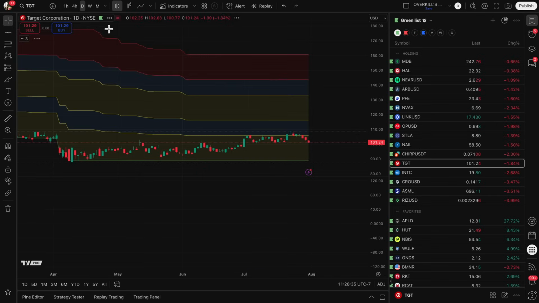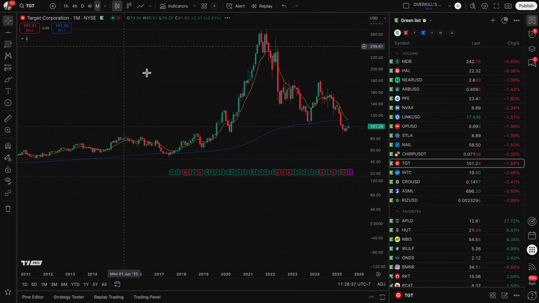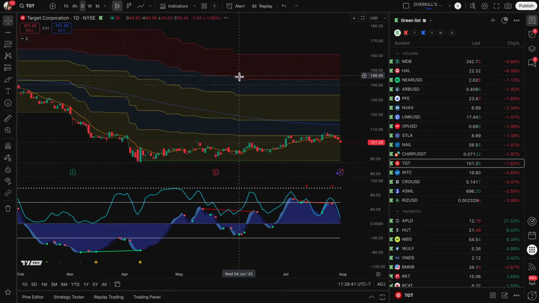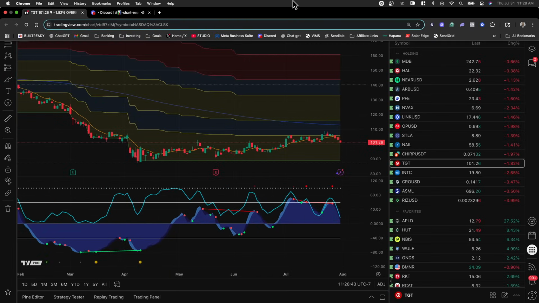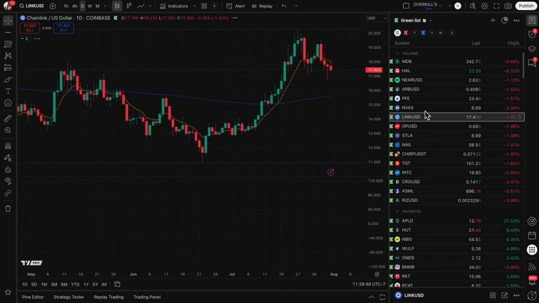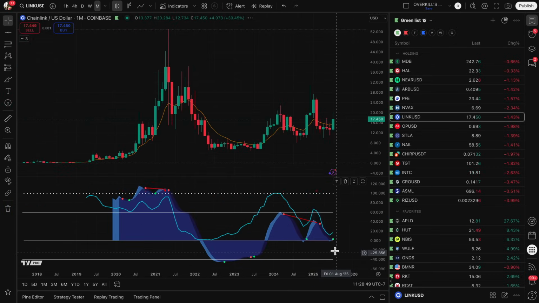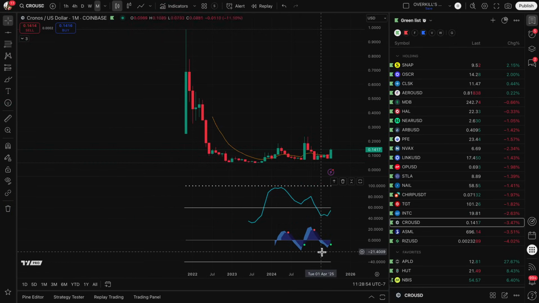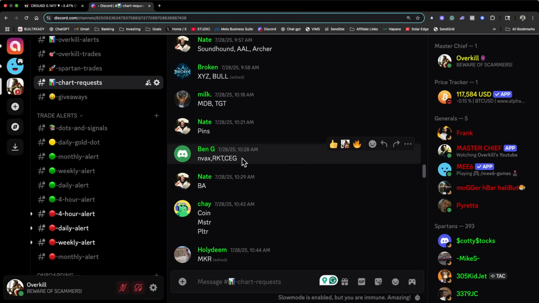Looking good. I think that one has some more room to go back up here. TGT, this one's also in my portfolio. This one's just hanging around 100 bucks. So it has the green monthly. That looks like it's going to close here. We get new monthly candles for stocks tomorrow. We get the crypto candles tonight, which is exciting, which means names like Chainlink are going to close green. CRO is going to close green. That means that dot can never be taken away from the chart.